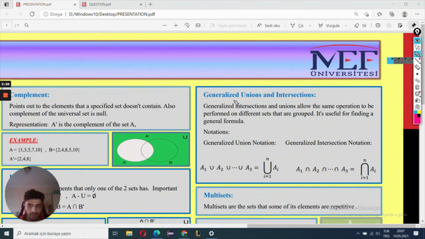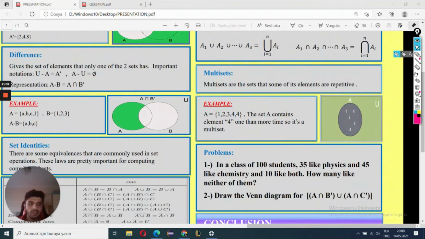Next one is generalized unions and intersections. With these generalizations, we can create proofs, and also we can perform the same operation on different sets. This is the union notation, and this is the intersection notation. Okay, let's look at multisets. Multisets are sets in which some of the elements are repeated. For example, in the set A, 4 occurs 2 times, so it's a multiset.